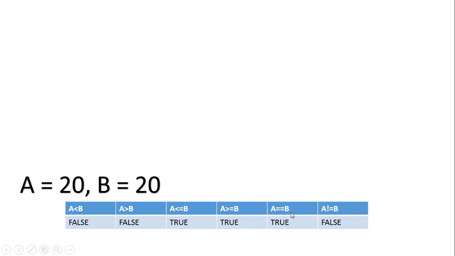A equal to b is also true because both are same, and a not equal to b is false because both are not different. So this is all about relational operators.